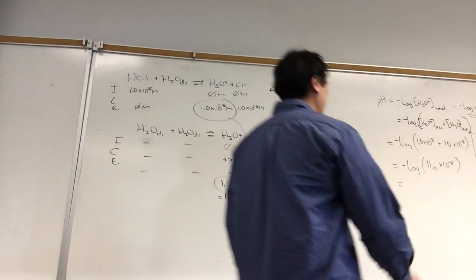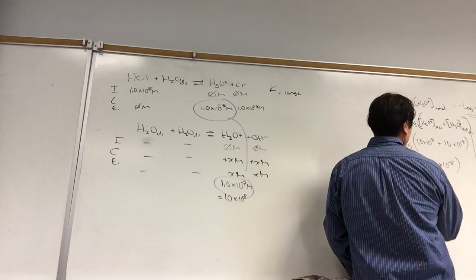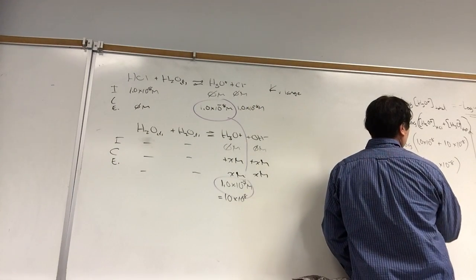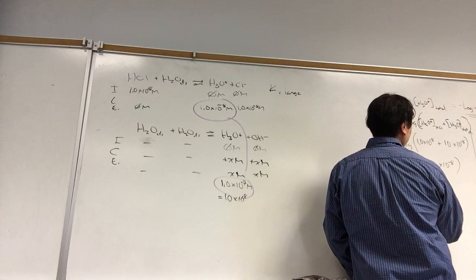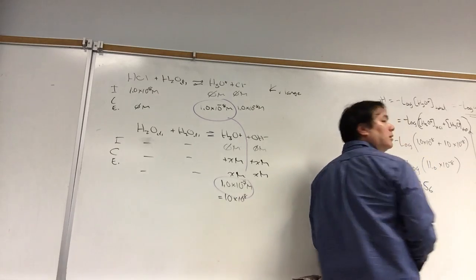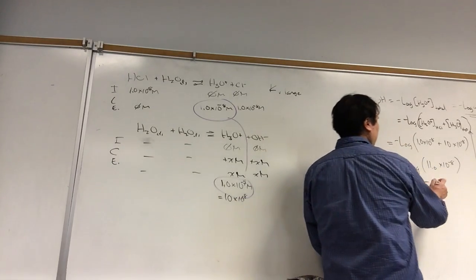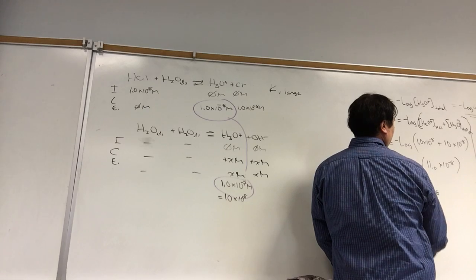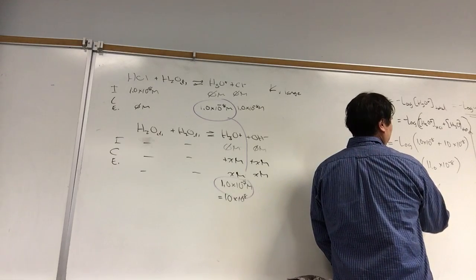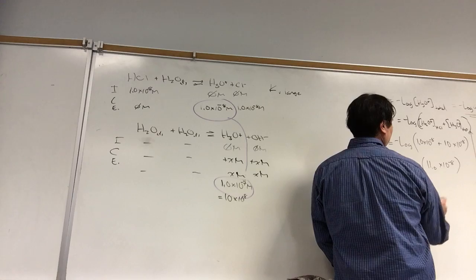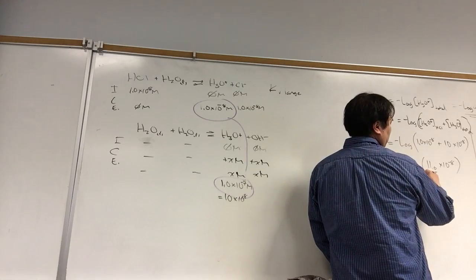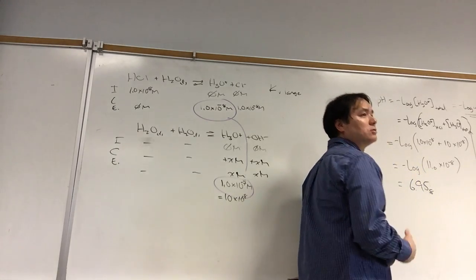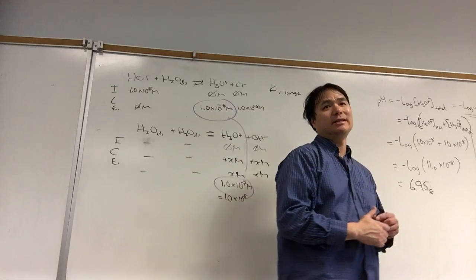6.96. Give me one more digit. 6.958. Did you round it or I don't want it rounded? 6.9586. Yes. It looks like we're allowed 2 sig figs, so I'll just do 6.95 sub 8, giving us 2 sig figs.